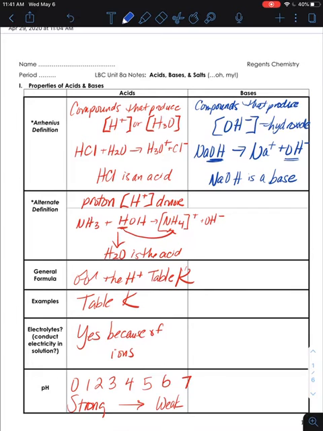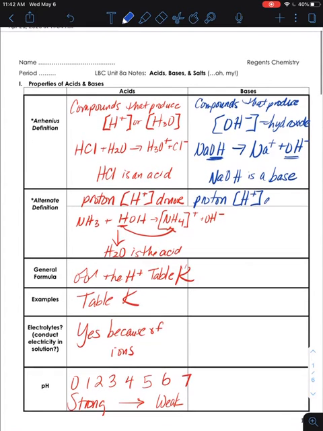The alternative definition, the Bronsted-Lowry, is that this is a proton acceptor. When we're talking about a proton, it's also talking about just the H, because in a lot of cases there are bases that don't always have an oxygen. So we call this a proton acceptor.